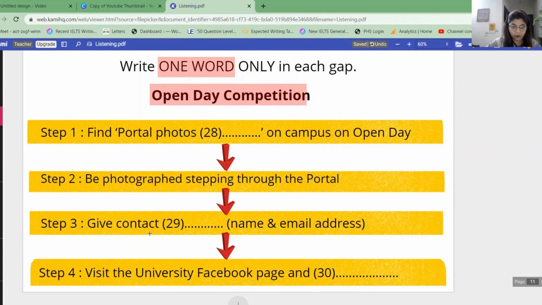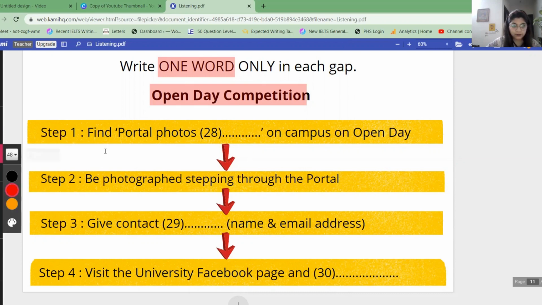Now step 3, give contact dash. I can predict this can be details, name and email address. Yes. Step 4, visit the university Facebook page and Instagram maybe. I don't know. Okay, so these are the predictions that we have made. Now this thing is very clear that the answer would be one word. So should I play the audio? Yes, I'm playing the audio, and listen to it carefully.